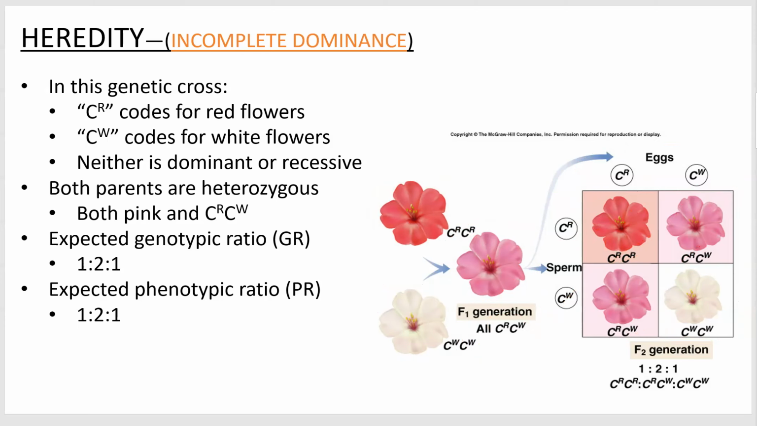Now, make sure when you express these genotypic and phenotypic ratios that you actually tell me what they are. It's multiple choice online, but if you ever have to write out what it would be, this genotypic ratio line right here would read 1 CRCR to 2 CRCW to 1 CWCW. And the phenotypic line down here would read 1 red to 2 pink to 1 white. Capiche?